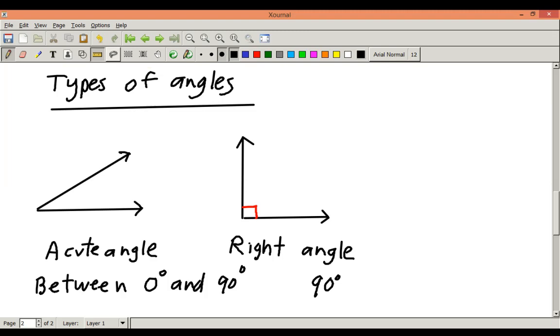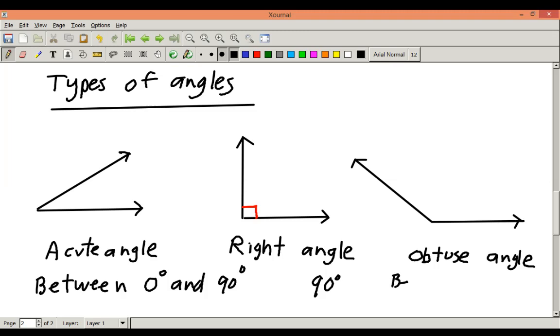We also could have an angle that looks like this. Which opens a bit wider. That's called an obtuse angle. Obtuse angle is between 90 and 180. So between 90 degrees and 180 degrees.